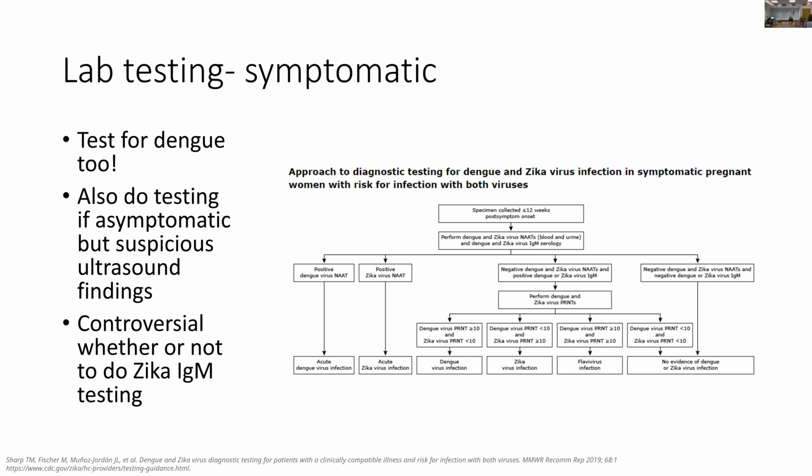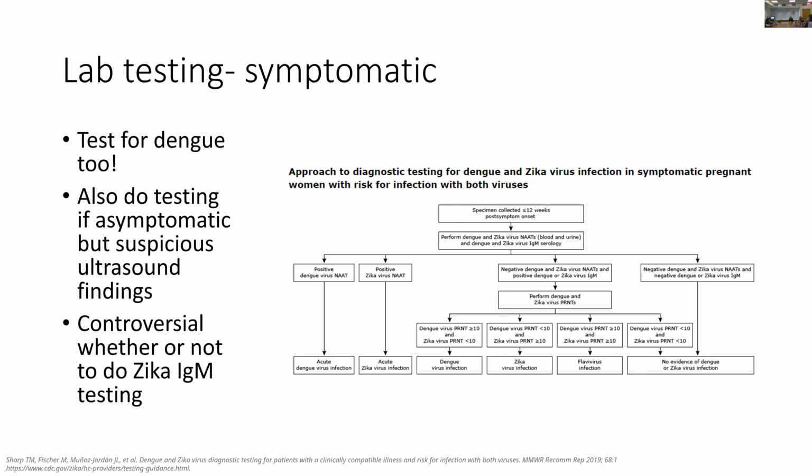And it's really important that you test for both Zika and dengue. The Aedes mosquitoes carry dengue as well, which has very similar symptoms to Zika. So in this particular algorithm, they say that you should do the PCR and serology on both blood and urine. More recently, the CDC has been saying not to do the IgM serology for Zika, just for dengue. We'll talk about that in a second.